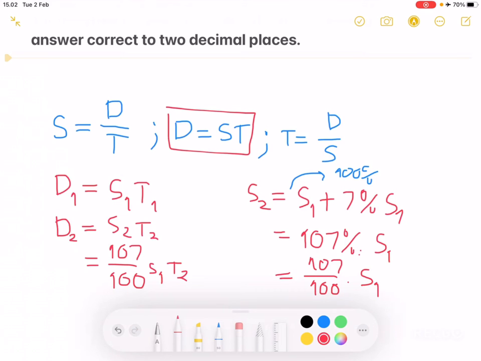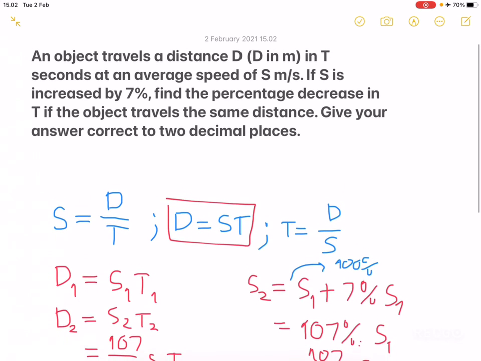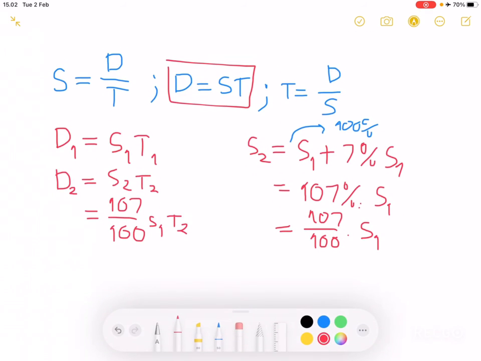Alright, and since we're given also that the object travels the same distance, that means we can just set d1 equals d2. And then we can just make a system of equations right here. So s1 t1 equals 107 over 100 of s1 multiplied by t2. Notice we can just cancel the s1 and s1 right here, leaving us with t1 is just equal to 107 over 100 multiplied by t2. And we might want to express t2 in terms of t1.